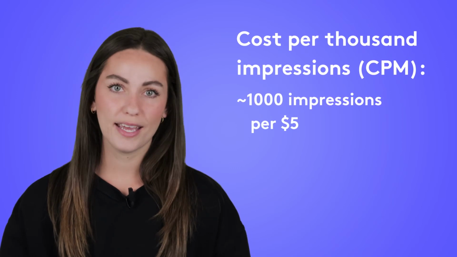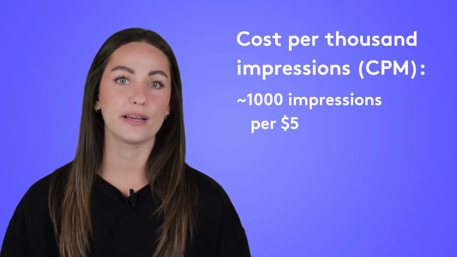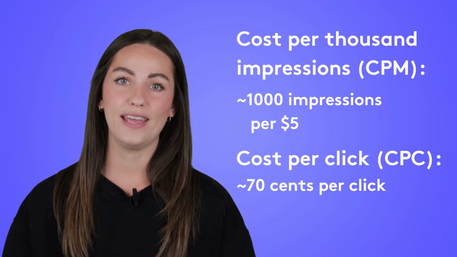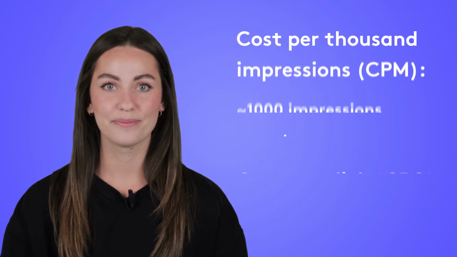One more thing, the cost of Instagram ads depends on how you set it up and your budget, but here's a rough outline. For CPM, you should be getting about 1,000 impressions for $5, and for CPC, you should be paying on average 70 cents per click.